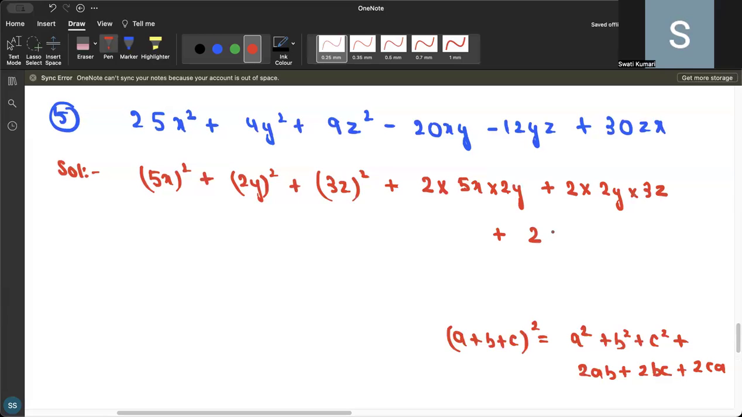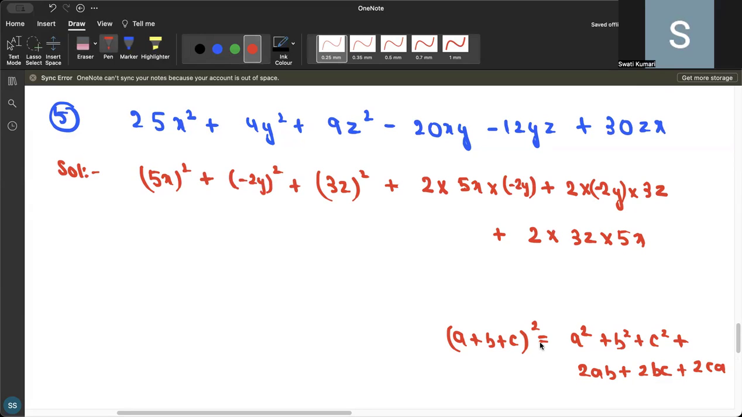The last term is positive: 2 into C, that means 3z into 5x. This is positive, which means both z and x are positive, so automatically y is negative. So you can write the negative sign with the 2y. This is the main term which is negative, and because of it we are getting the negative signs. So it will become minus 2y whole square.